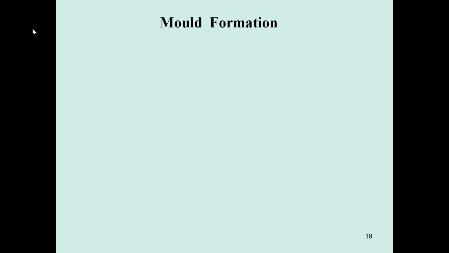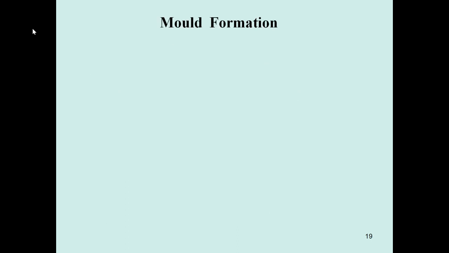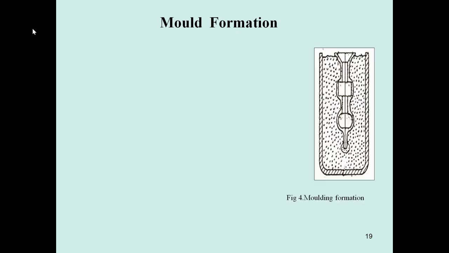Next, the shells are light and thin, usually 5 to 10 mm thick. So this is the separation of the shell. The next one is mold formation in shell molding. You can see here, this is the diagram of mold formation in shell molding.